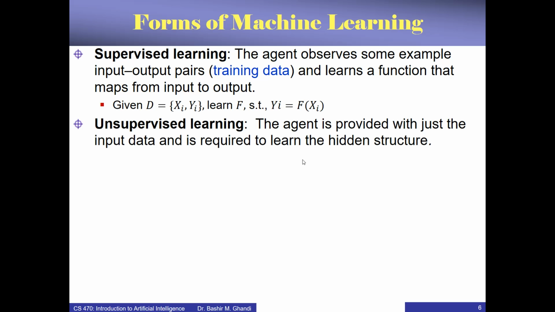Okay, but before we get back to that, let's talk about the other two major types of machine learning. We have unsupervised learning. Now, in unsupervised learning, the agent is provided with just the input data, no output at all, just the input data, and it is required to learn on its own the hidden structure of the data.